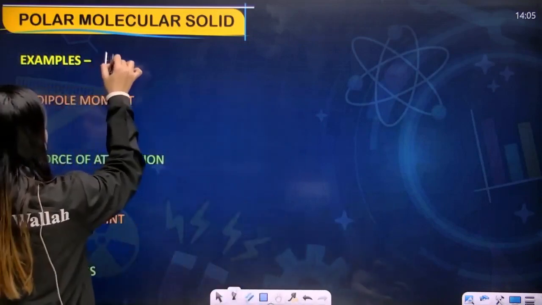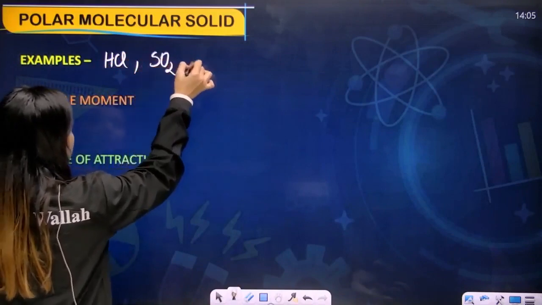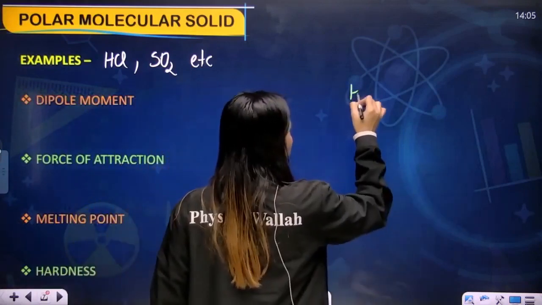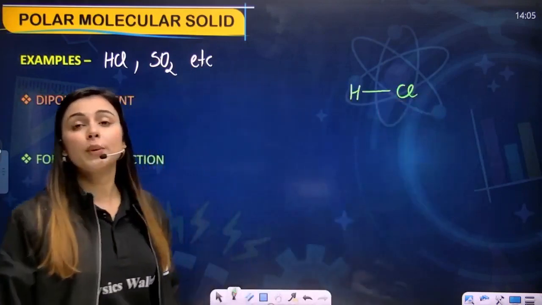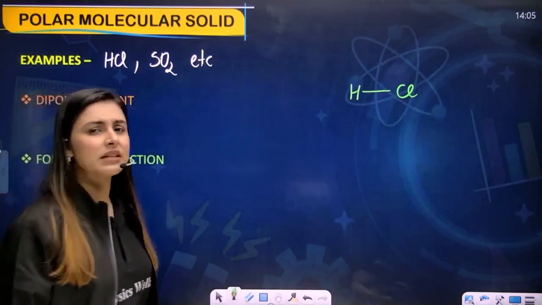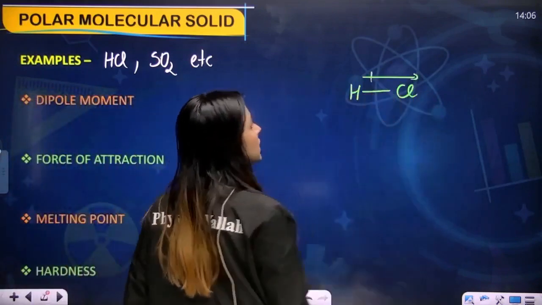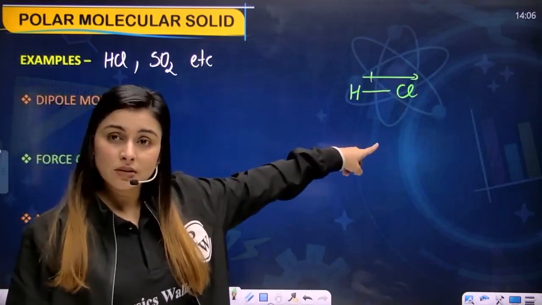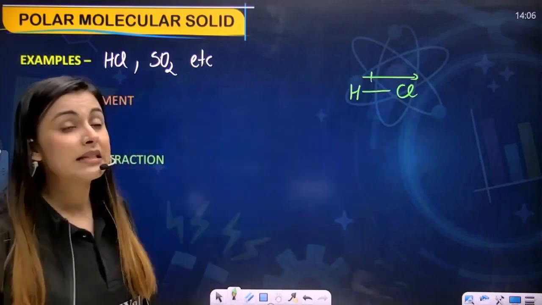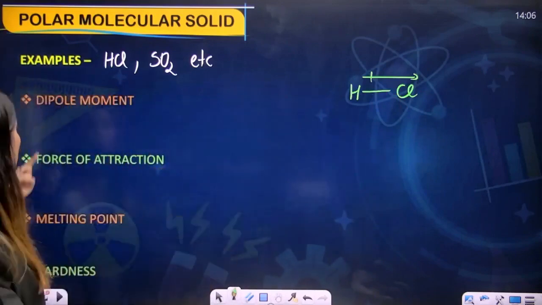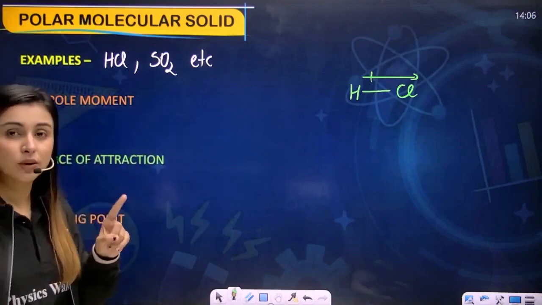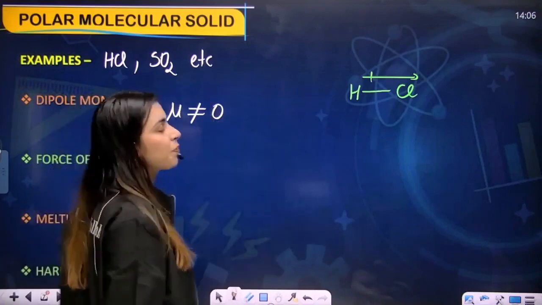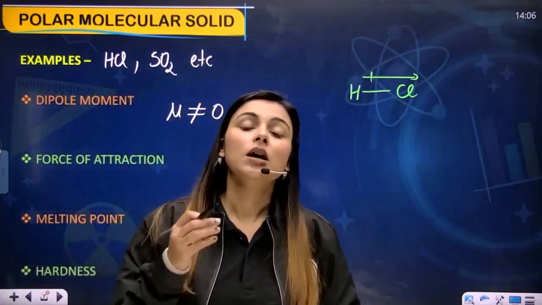Examples, my dear students, are HCl, SO2, etc. All these are polar in nature. I'll explain how they are polar. You have hydrogen and you have chlorine. Which of them is more electronegative? Obviously, chlorine is more electronegative, so you will have something like this. You can see that there is a dipole moment shown here, so it is a polar molecule. Since there is a dipole moment present, it cannot be equal to 0, so we say the dipole moment is not equal to 0, and that is the reason we call it a polar molecule.